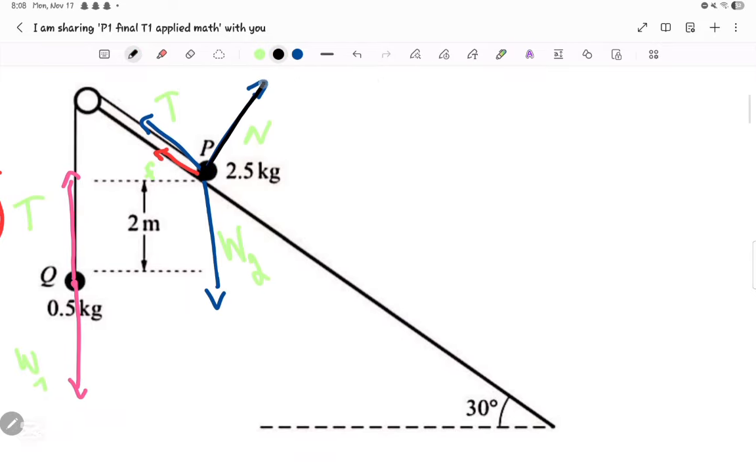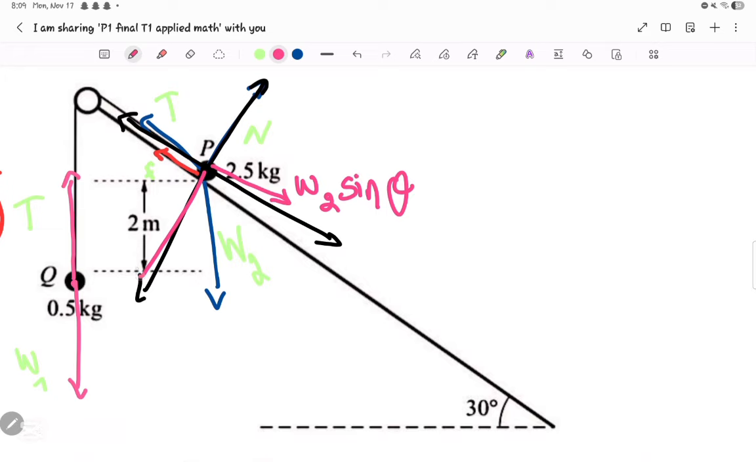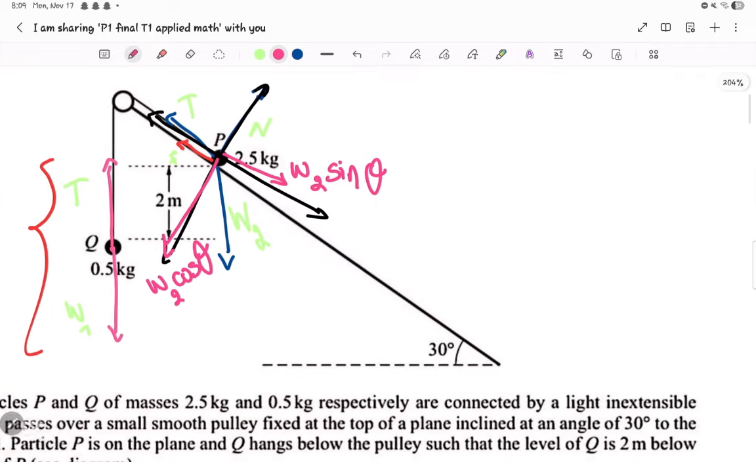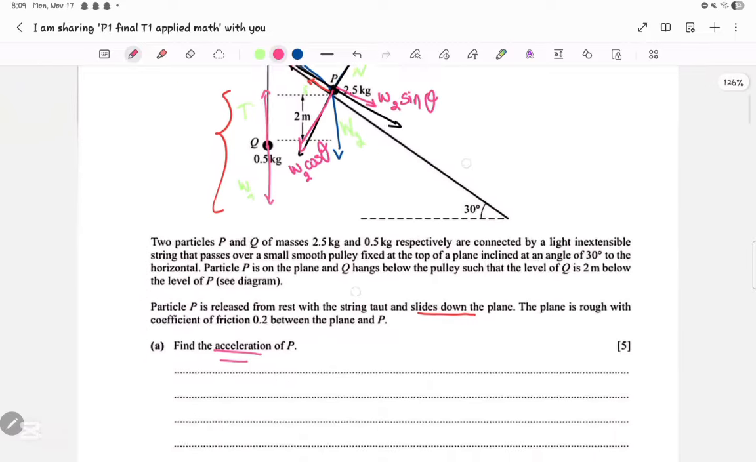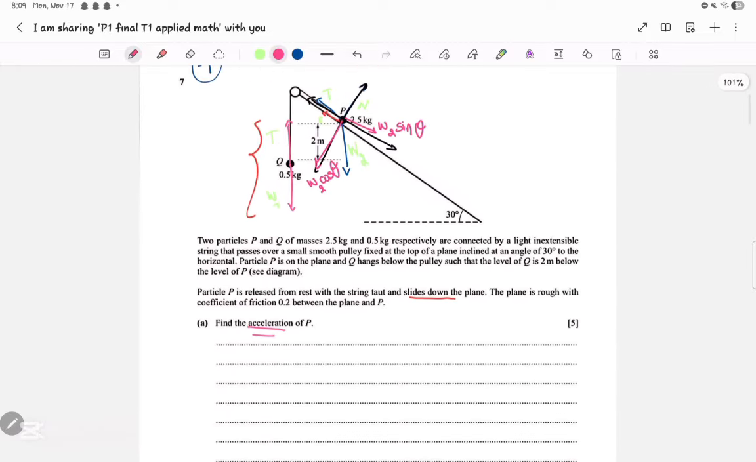I will take my x-axis here, my y-axis here. So this is my y-axis and this is my x-axis. What is the only force that I need to resolve? The only force that I need to resolve is my weight. And weight along the axis is W2 sine theta. And weight on the y-axis is W2 cosine theta.